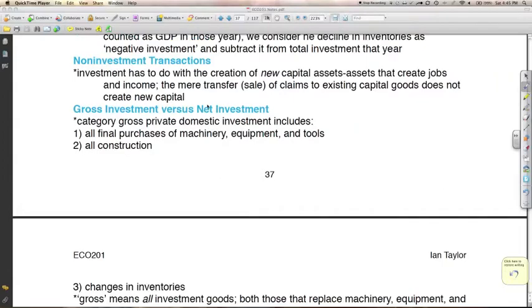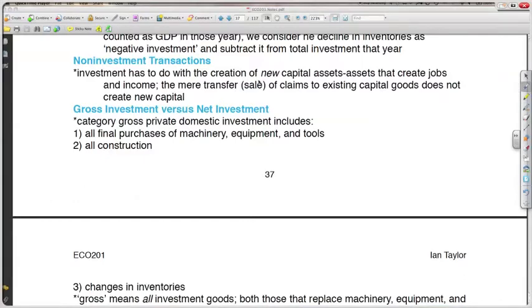We also have non-investment transactions. So remember that investment has to do with creation of new capital assets. So we want assets that create jobs and income. So if people just merely transfer the claims to existing capital goods, that's not a creation. That's just more of a secondhand sale.